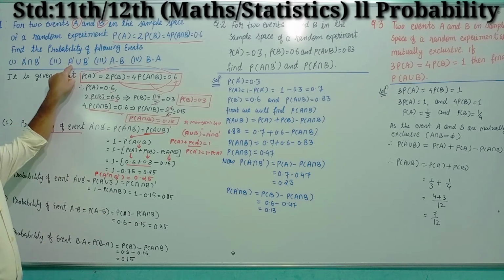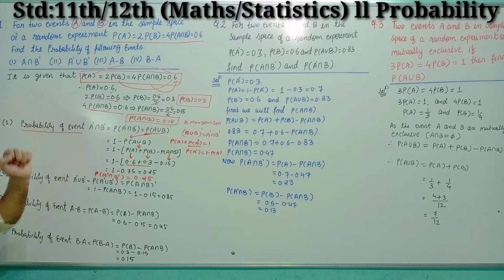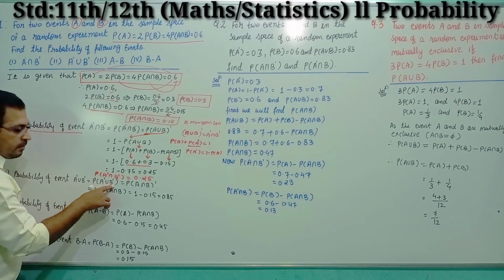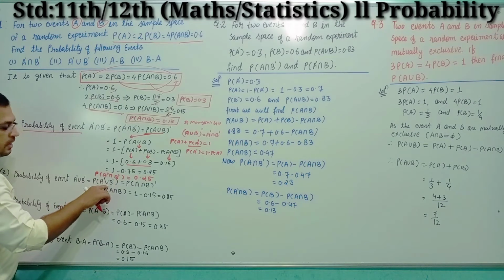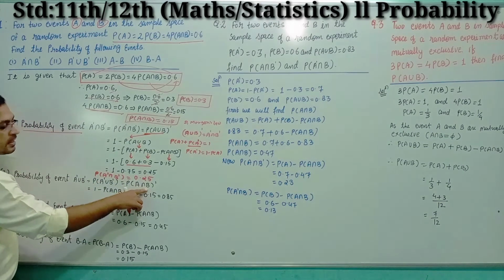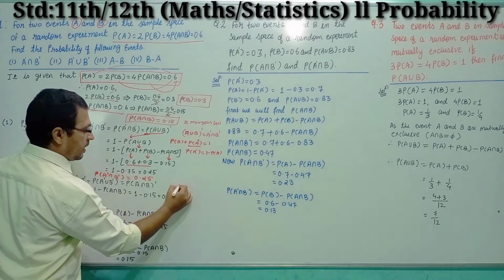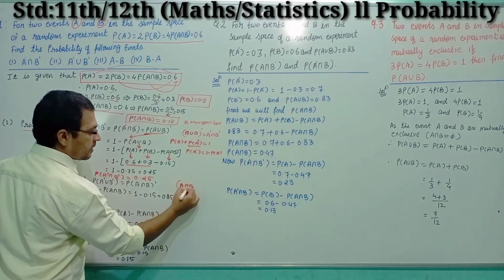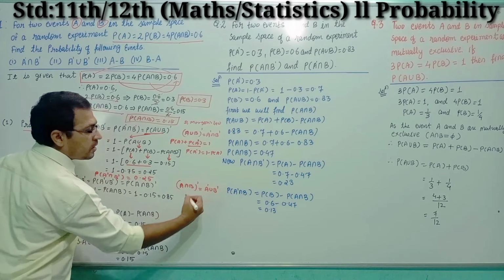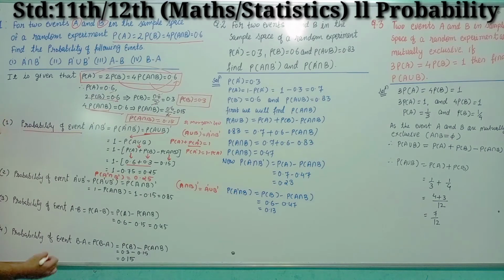We have to find out the probability of A dash union B dash. The probability of A dash union B dash, in short, you can write as the probability of A intersection B whole dash. Again, this is as per De Morgan's law: A dash union B dash can be written as A intersection B whole dash. This is De Morgan's law, right?